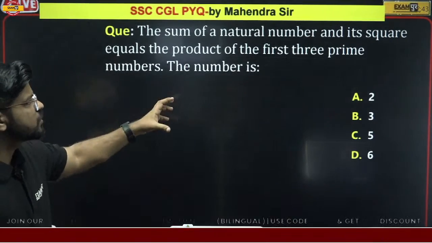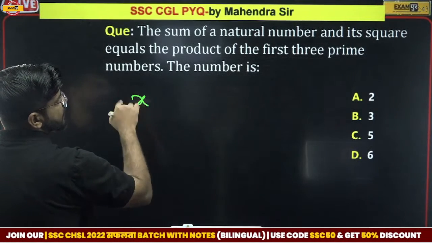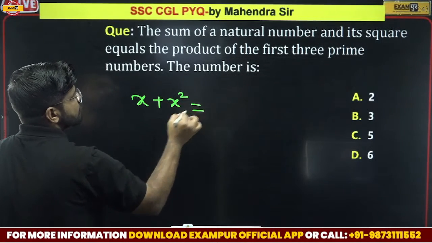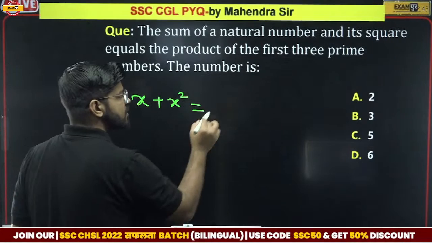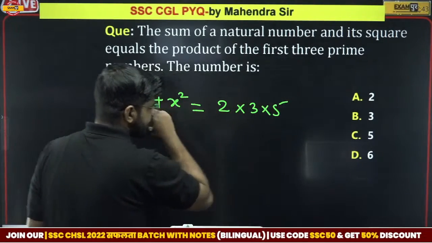Next question. The sum of a natural number and its square. Suppose a natural number is x, and its square, x squared, plus x equals the product of the first three prime numbers. What are the first three prime numbers? 2, 3 and 5. 2 into 3 into 5.